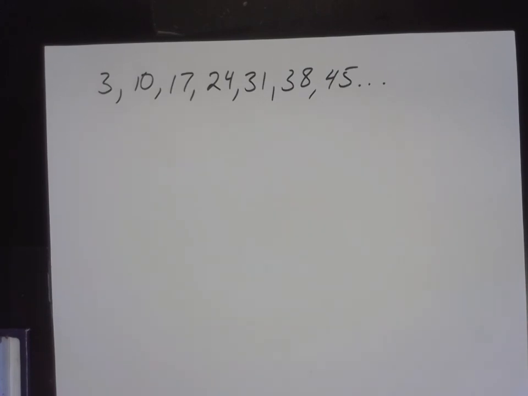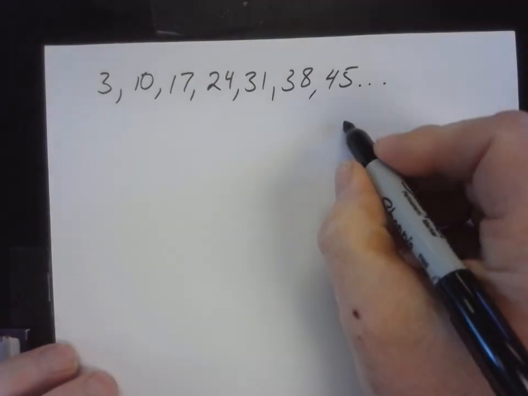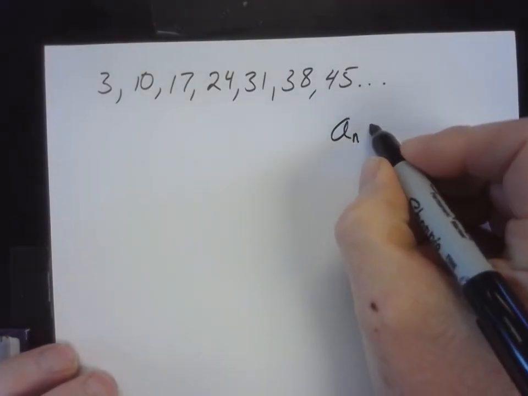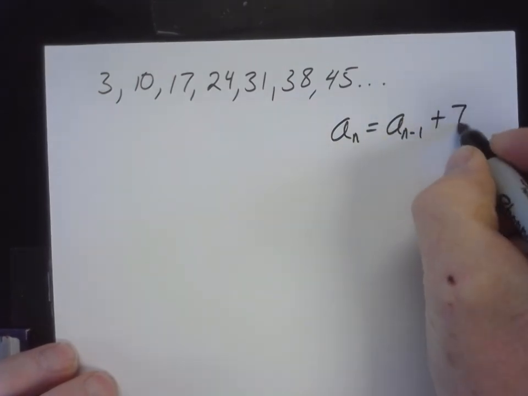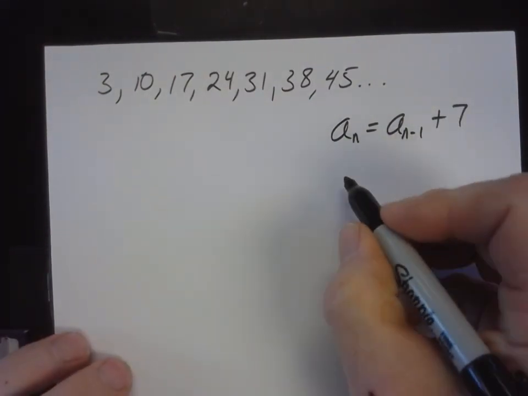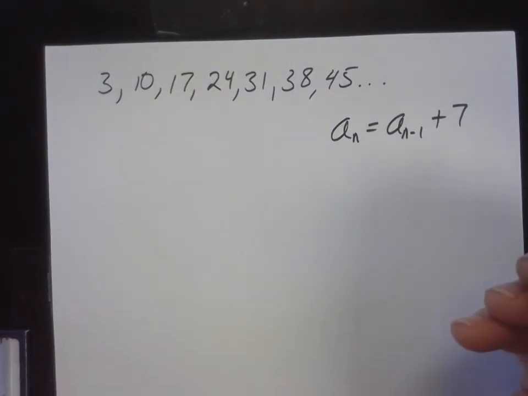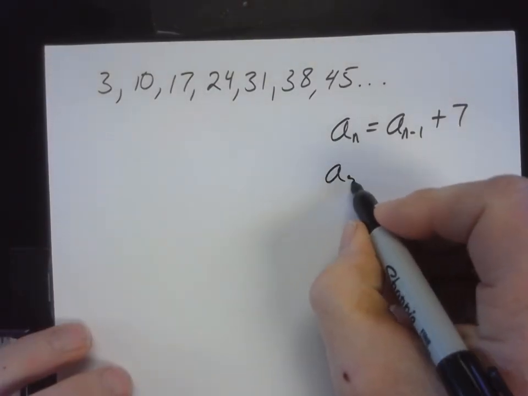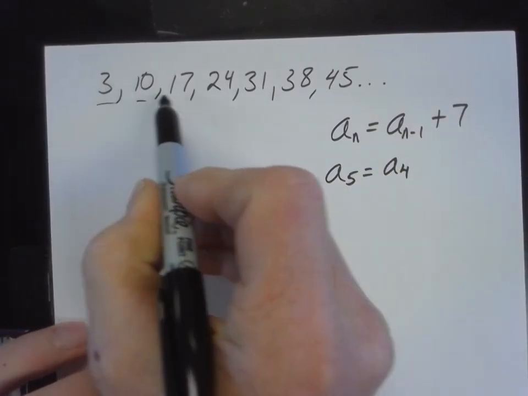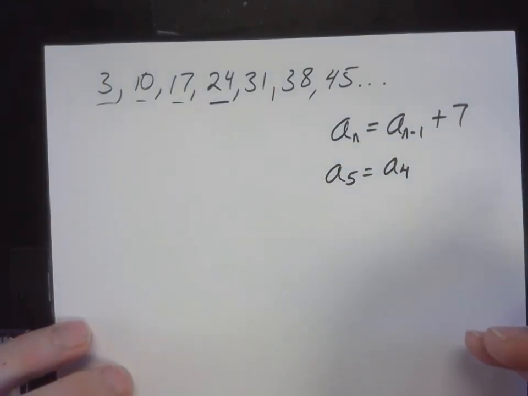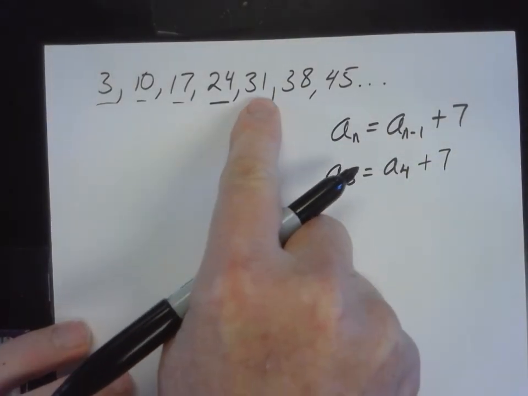Adding 7 every time. Okay, great. So how do we get the next one? The one we're looking for equals the one right before it plus 7. So if we're looking for the 5th term, we take the 4th term, 1, 2, 3, we take that one, right? And what do we do? We add 7. So we take that one, we add 7, that's the 5th term.